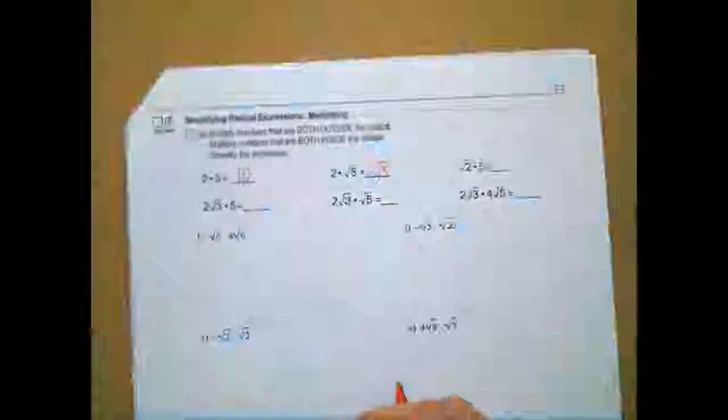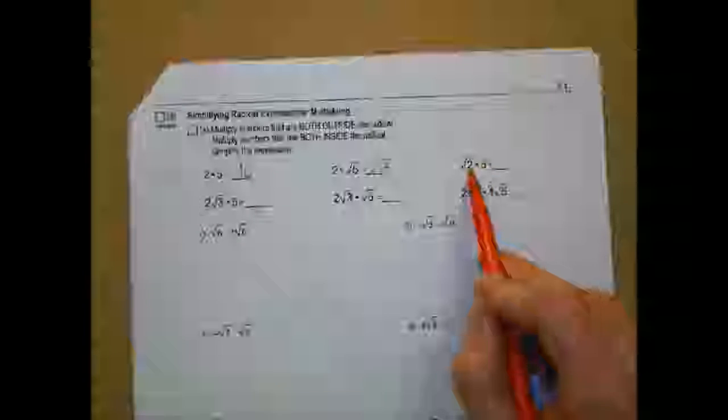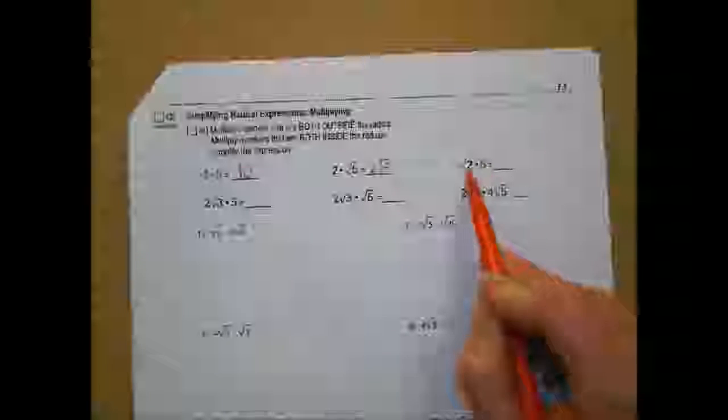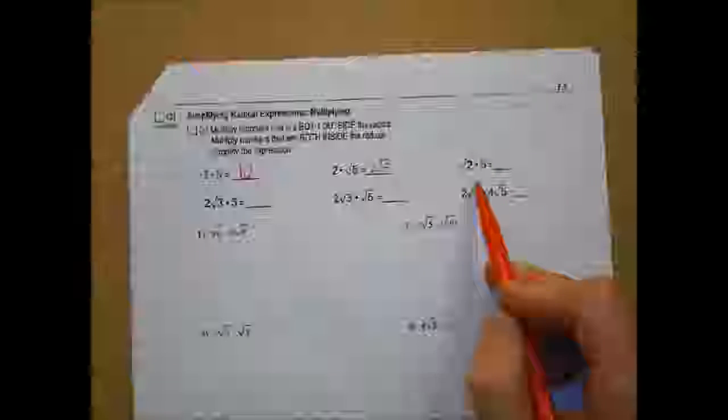Do the 2 and the 5 get multiplied here? No. Why not? They're not both inside or outside. Exactly right. So we're going to have 5 square root of 2 here. They put it in a different order. If you do root 2, 5, that's okay, but it's kind of weird to do it that way because then it gets confused.